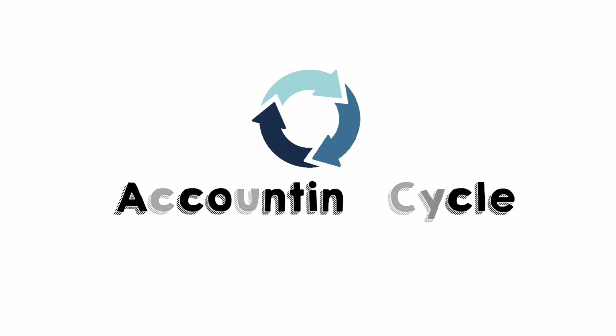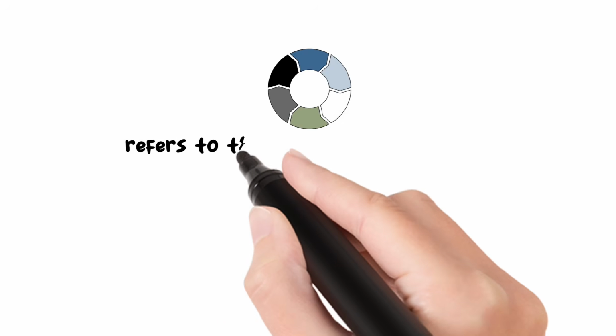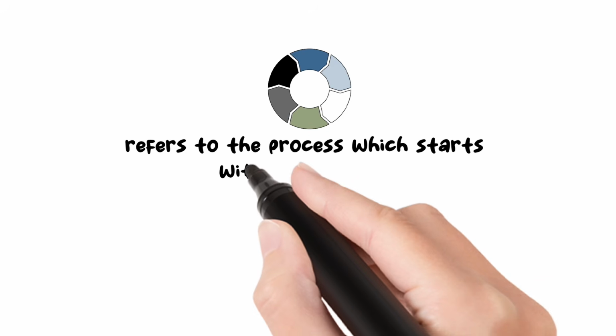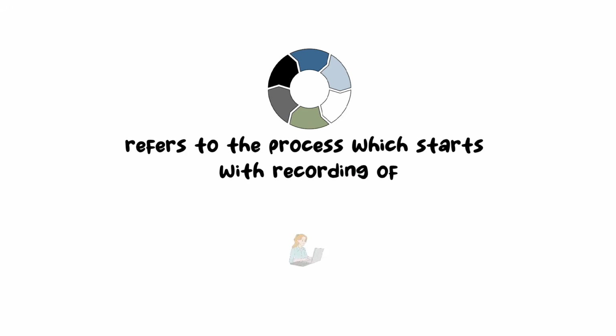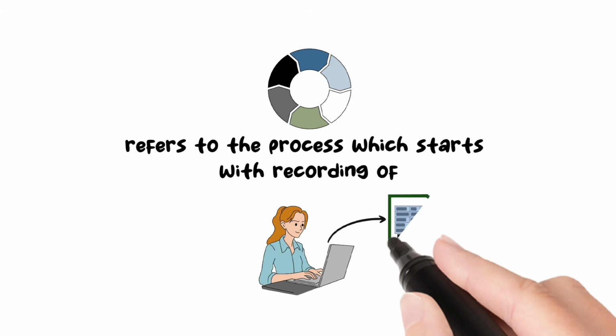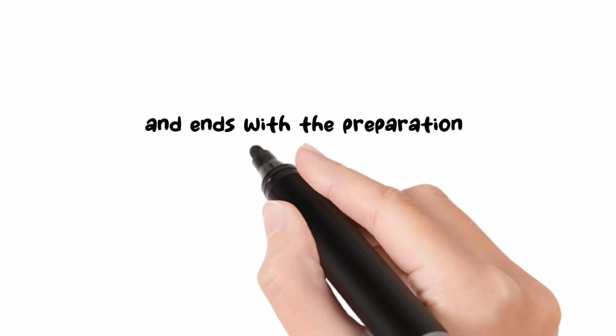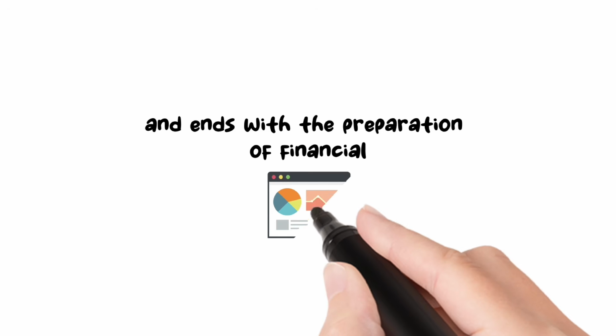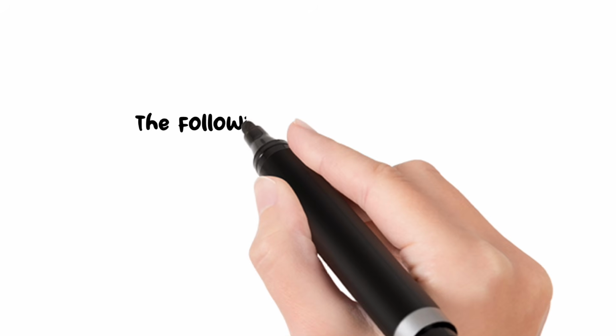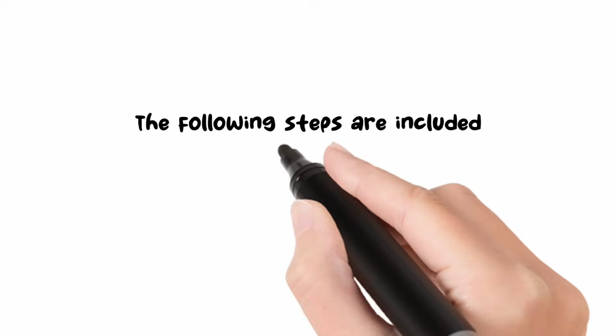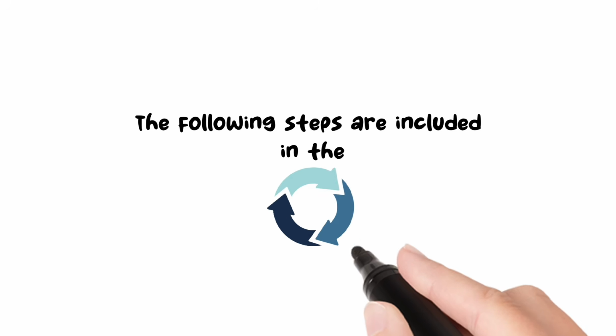Accounting cycle. Accounting cycle refers to the process which starts with recording of opening entries in the journal and ends with the preparation of financial statements. The following steps are included in the accounting cycle.